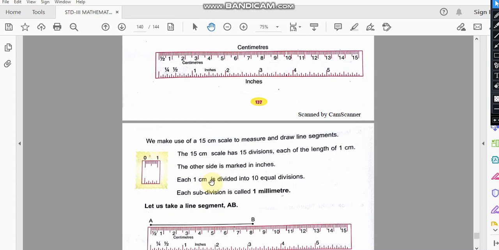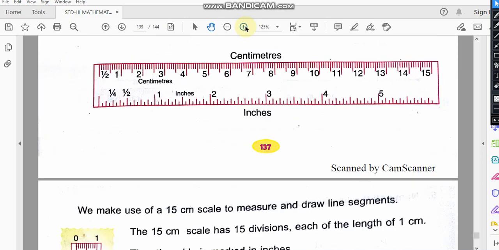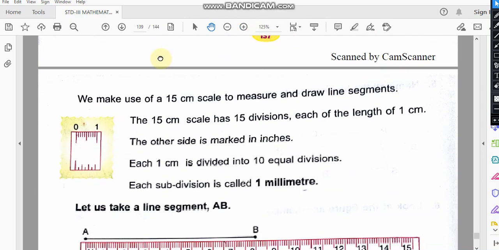Each 1 centimeter is divided into 10 equal divisions. Each subdivision is called 1 millimeter. So you can see here the subdivisions between 1 centimeter, so 0 and 1, and let us count the lines: 1, 2, 3, 4 and 5, 6, 7, 8, 9 and 10. So each subdivision is called 1 millimeter. Okay.